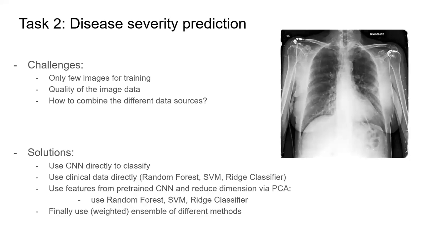Again, we used several approaches. We used convolutional neural networks to directly classify disease severity, whether it's a mild or a severe case. We used clinical data directly with common approaches such as random forest, support vector machines, or ridge classifiers. Or we used features generated from pre-trained convolutional neural networks, and then used random forest, support vector machines, and ridge classifiers on those newly generated features. And finally, we decided to use an ensemble of those different methods.